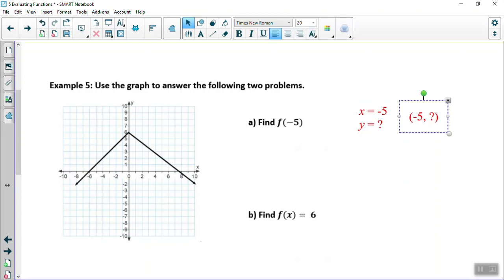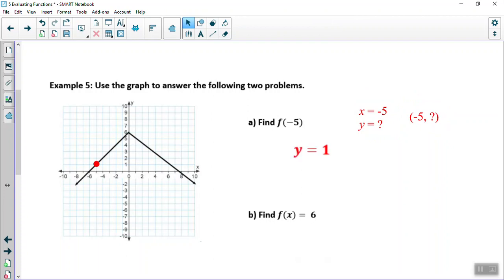Okay, so I'm going to come over here to my graph, and I'm going to go to -5 on the x, which is right here. Now I need to find a point on this graphed line that has an x value of -5. So in this case, I have to go up to get to my line. There's the point right there with an x value of -5. What is its y value? It's 1. So in this case, y equals 1.